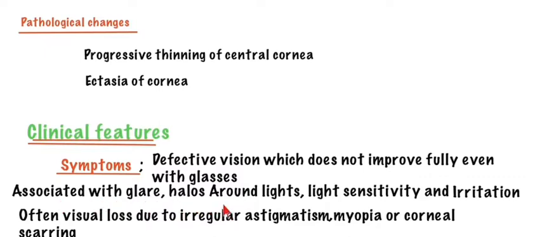Often there is visual loss due to irregular astigmatism, myopia, and corneal scarring. Not always, but often you can see irregular astigmatism leading to visual loss. So myopia, irregular astigmatism or corneal scarring might cause visual loss in this case. We cannot say keratoconus will not cause visual loss. Often it might cause visual loss due to these many reasons.